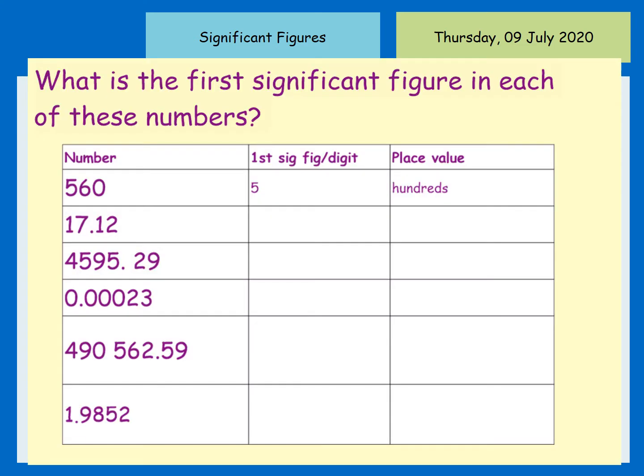What we're going to look at now is what is a significant figure, and what is the first significant figure in a number. Now, as you can see, that top number there, 560, I've already said that the first significant figure, or the first significant digit, is a 5. This is because it is the first number of value that we have in that number.